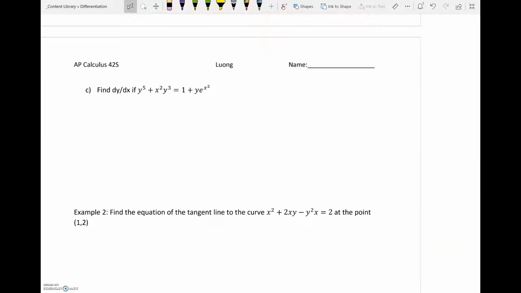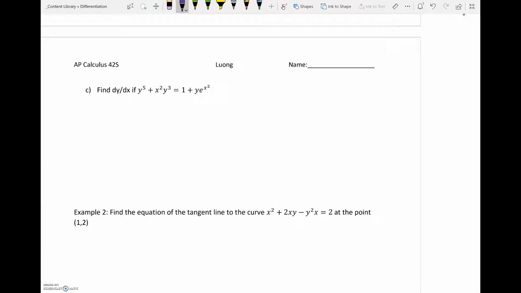Okay, let's try it again. Find dy dx. That's the same thing as saying find y prime. And it's a bit more complex now. It's going to take a bit longer to solve for this, just because it's more involved. Now let's do one term at a time and focus on one thing at a time.